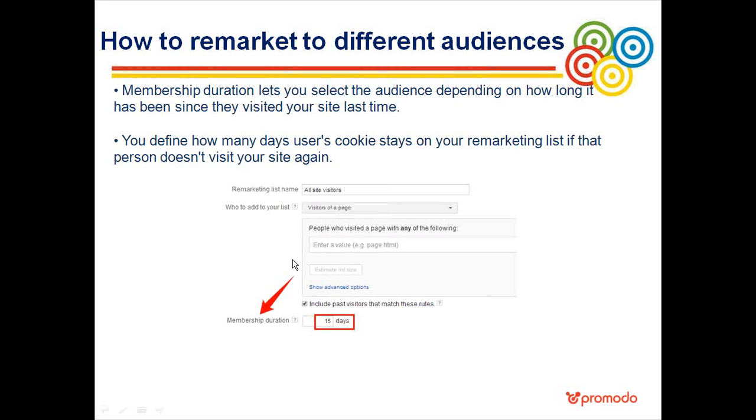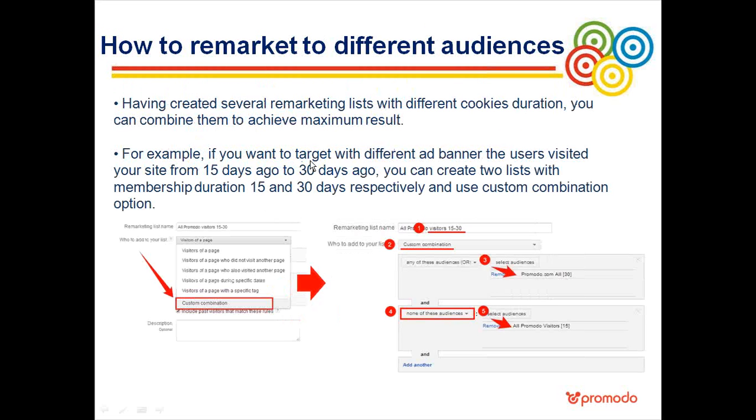So, for example, if you would like to target with a different ad banner the users who visited your site from 50 days ago to 30 days ago, you can create two lists with membership duration 15 days and 30 days respectively. Use the custom combination option.